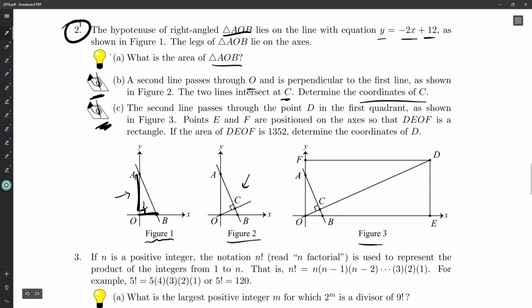But, okay, C part. A second line passes through the point D in the first quadrant, as shown in figure 3. Oh, sorry, the second line. So we're just continuing this line onwards. Points E and F are positioned on the axes so that DEOF is a rectangle. If the area of DEOF is 1352, determine the coordinates of D.